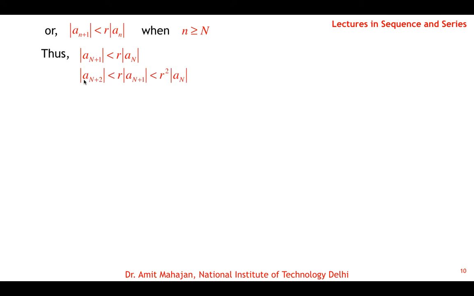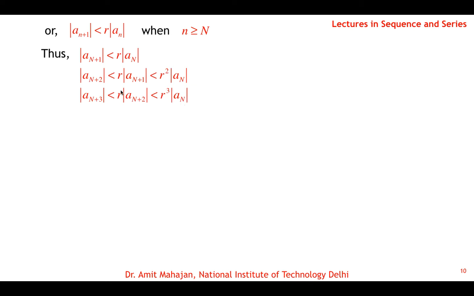Okay, so what we get is the modulus of a of N plus 2 is less than r times the modulus of a of N plus 1. So we just plug n as N plus 1 here, and because the modulus of a of N plus 1 we have calculated already, we can substitute back, and so what we get is r square times the modulus of a of N. Similarly, if I now put n as capital N plus 2 here, it will give me the modulus of a of N plus 3, which is less than r times the modulus of a of N plus 2, and because the modulus of a of N plus 2 we just calculated as this, we get r cube times the modulus of a of N.